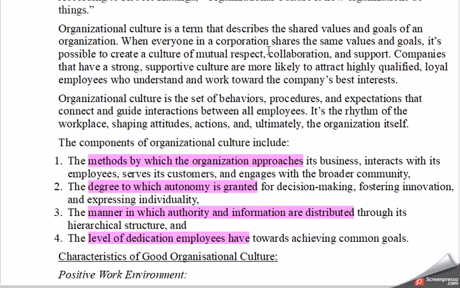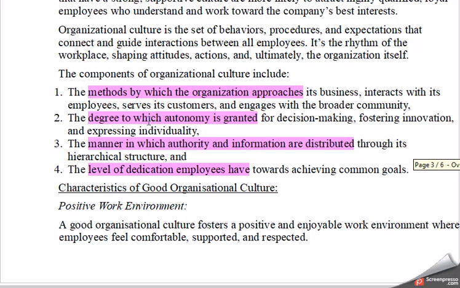When everyone in the corporation shares the same values and goals, it's possible to create a culture of mutual respect, collaboration, and support. Companies that have a strong supportive culture are more likely to attract highly qualified, loyal employees who understand and work towards the company's best interest.